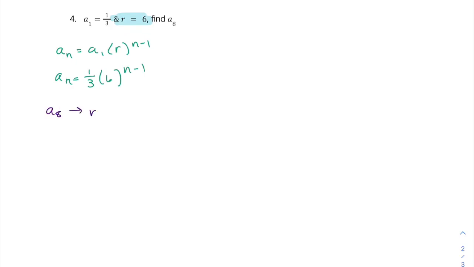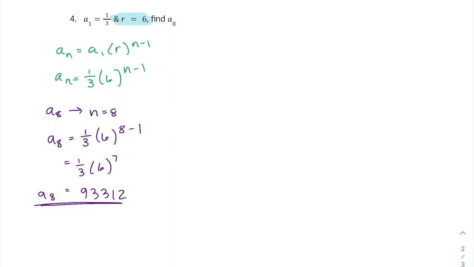When I'm looking for A8, that tells me that I'm looking for the value of the term in the 8th position. So n is an 8. And so I just plug 8 into my formula, 1/3 times 6 to the 7th, and then this I just type right into my calculator, being careful to keep 1/3 in its own parentheses and 6 to the 7th in its, and we will have 93312 is my 8th term. And this one is done.